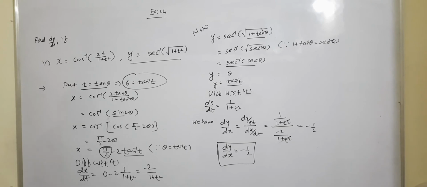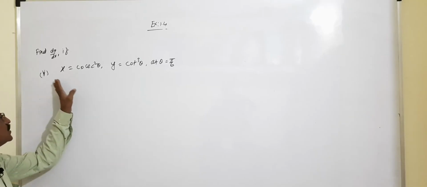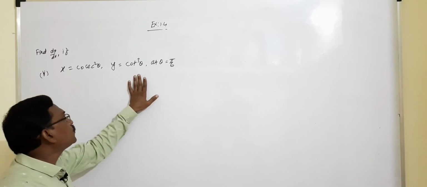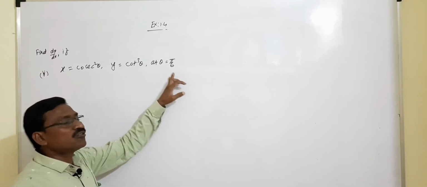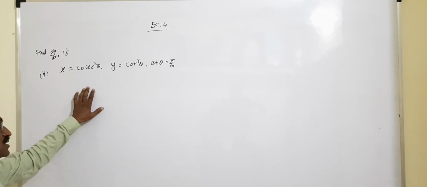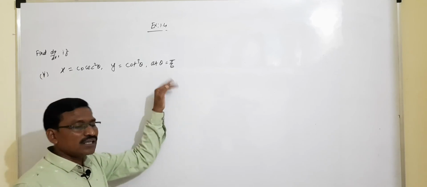Now we take the next: x equal to cosec square theta and y equal to cot cube theta at theta equal to pi by 6. Whenever we have to find dy by dx by using derivative of parameter, then we put the value of theta and then find its value.